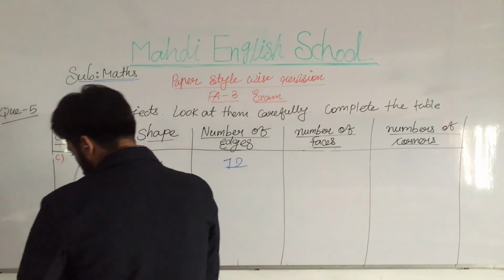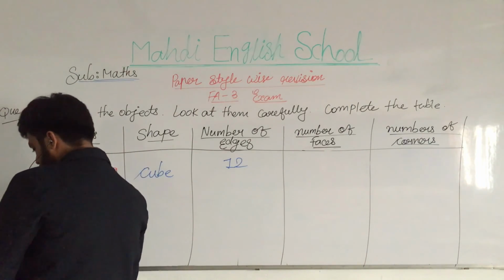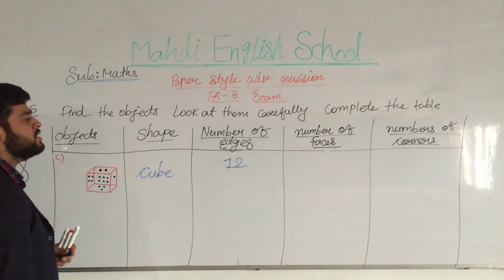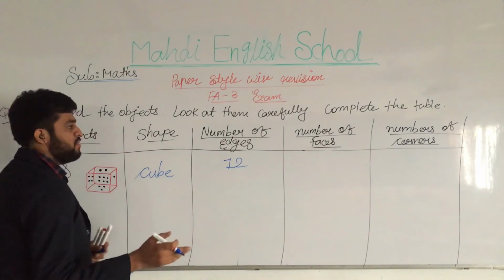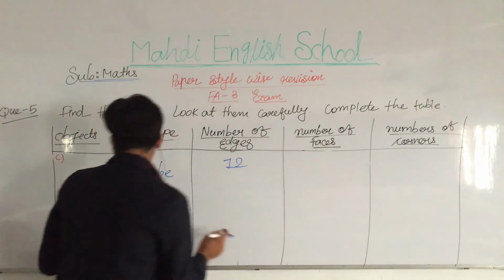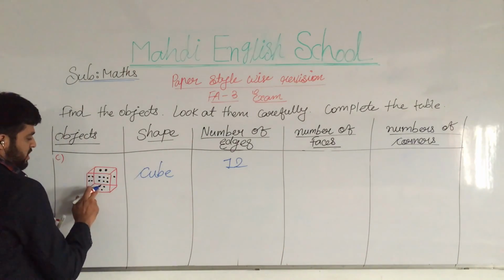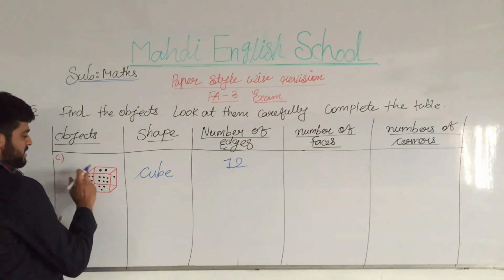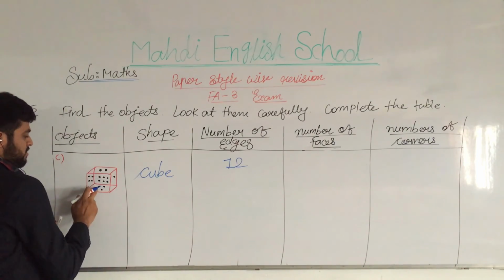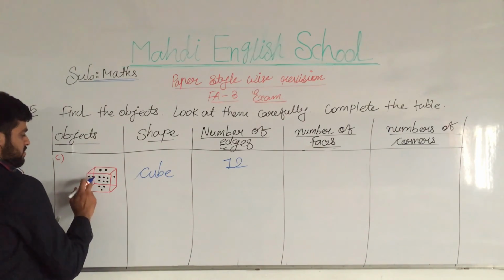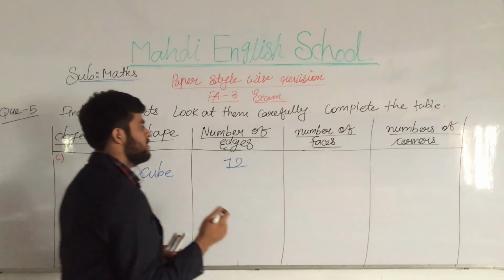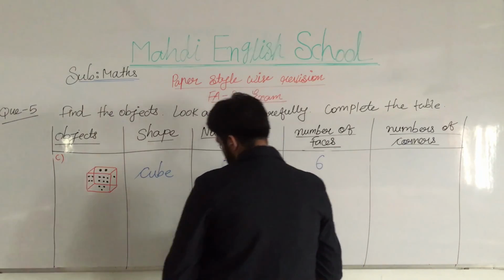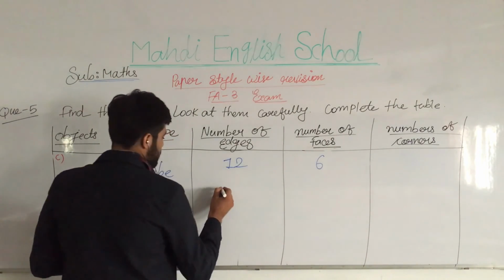Then after that, the number of faces. Okay, so 6, same as the cuboid. Same as the edges 12, the faces are 6. See, this is 1, 2, 3, 4, 5, 6. So it means 6 faces. And how many corners? 8 corners.